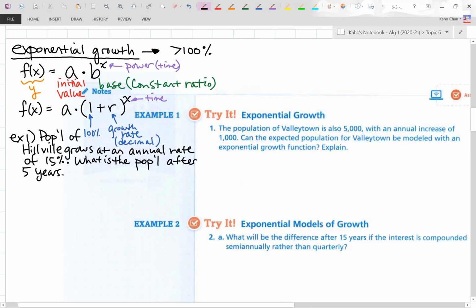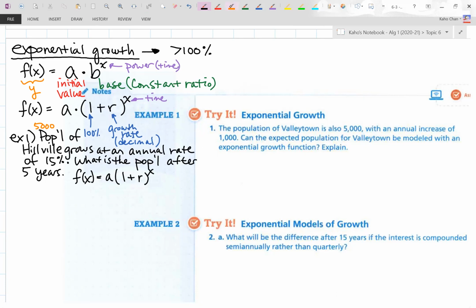They do tell you one other piece of information. That is the initial value of the actual population is 5,000. That's in the book. All right, we need a formula. Here we go. F of x equals a times 1 plus r to the x power. We know our initial amount, a, is 5,000. Very good. Let's put that in.